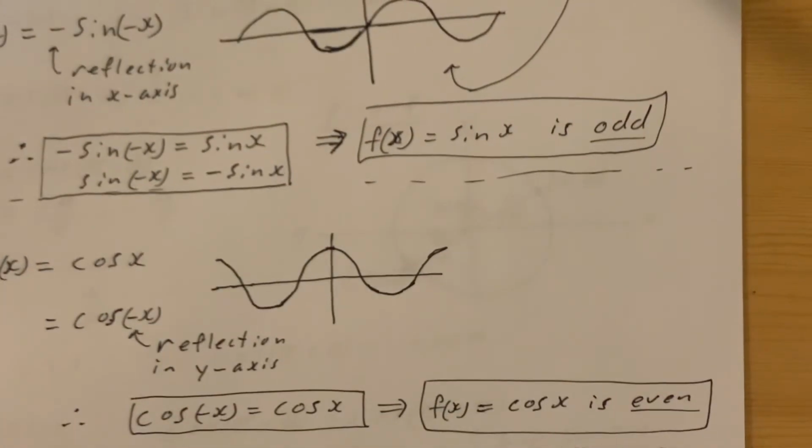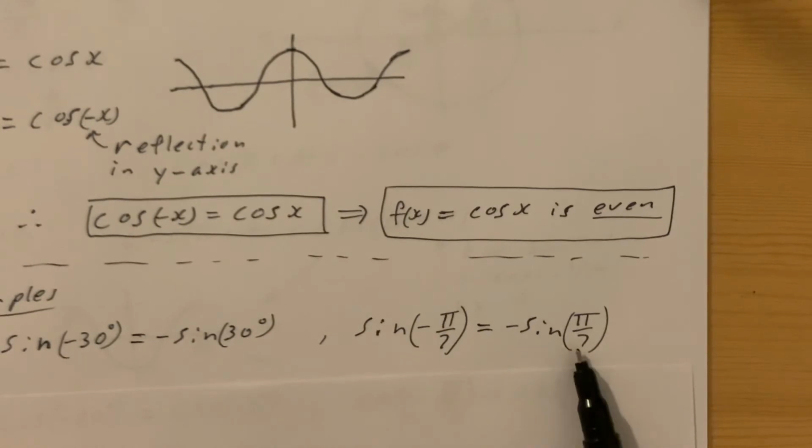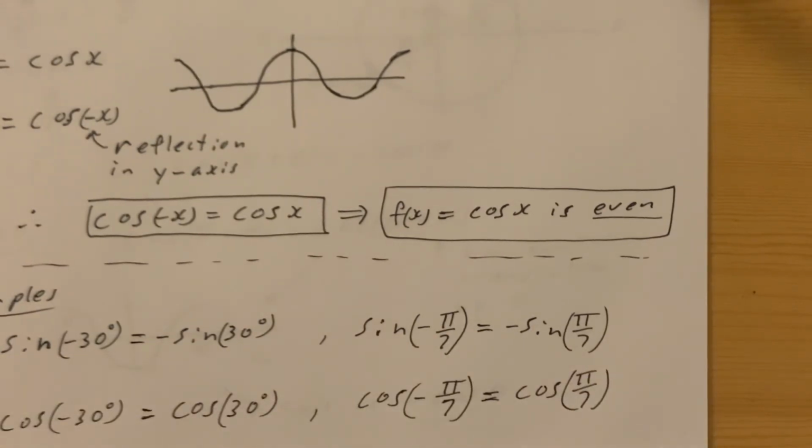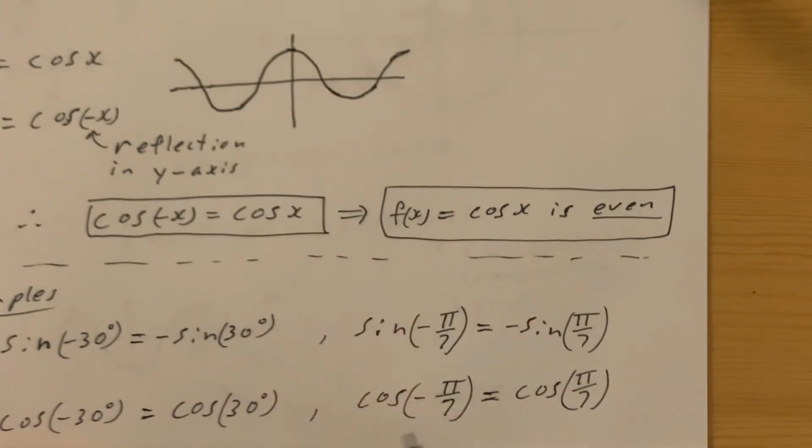And so sine of negative pi over 7 is the negative of sine of pi over 7. And then cos of negative 30 equals cos of 30, just by looking at the graph, we just looked at that. And cos of negative pi over 7 equals cos of pi over 7.